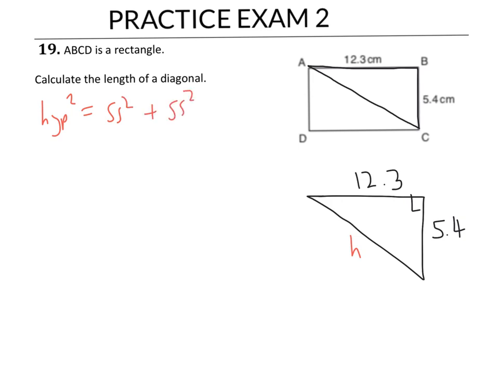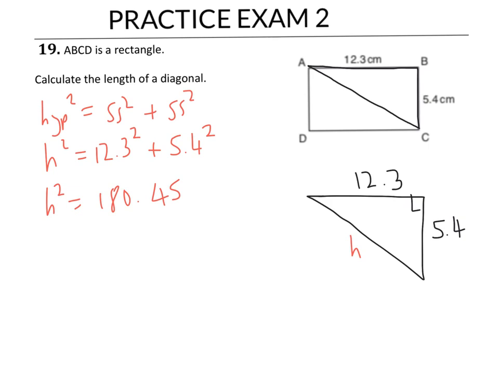side squared. In this case, the hypotenuse squared is equal to 12.3 squared plus 5.4 squared. And that gives 180.45. But that would be the square of the hypotenuse, the area if there was a square drawn on there.